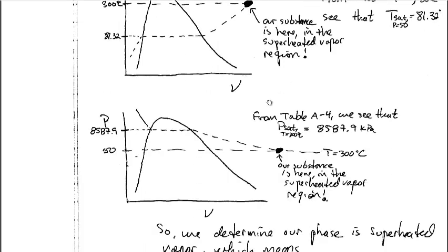I could also do this on a P-v diagram. If you'd like to see it done on the P-v diagram, it's the same idea. So again, what I do is I start with drawing my line of constant temperature, in this case of 300 degrees Celsius.